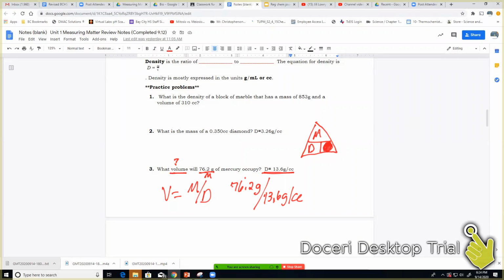Top number goes in your calculator first, divided by your bottom number, and we want it to be about 2 places. Let me pull my trusty calculator out here. Not 2 places, about 3 places. So we'll get 5.60, and once again, these grams canceled out. All I'm left with is cc's. So cc's would be my units, which makes sense because it's a volume.